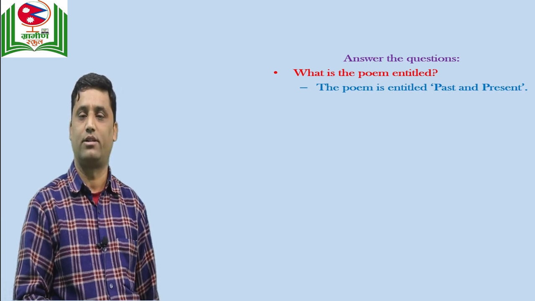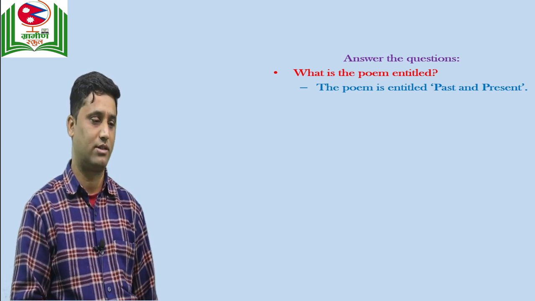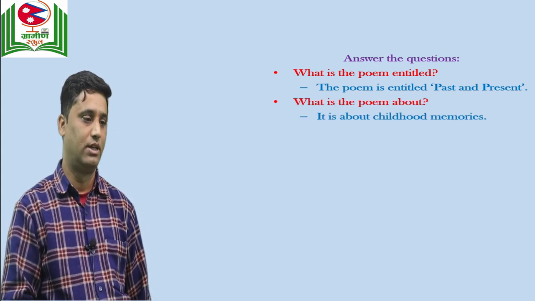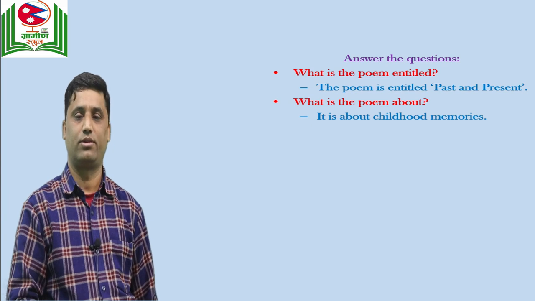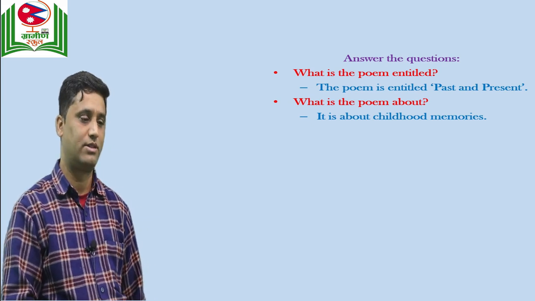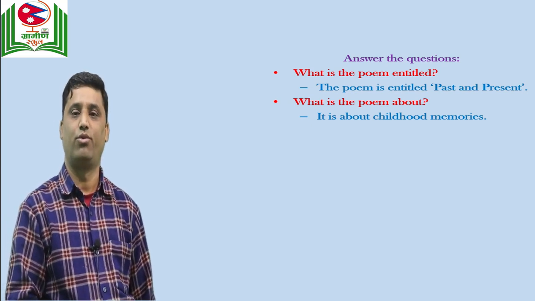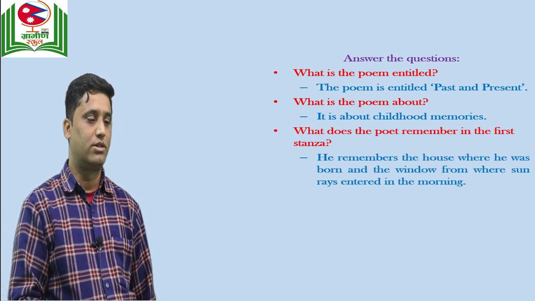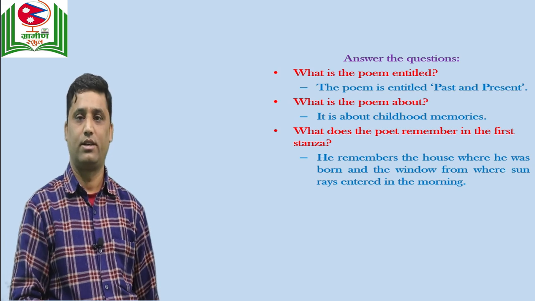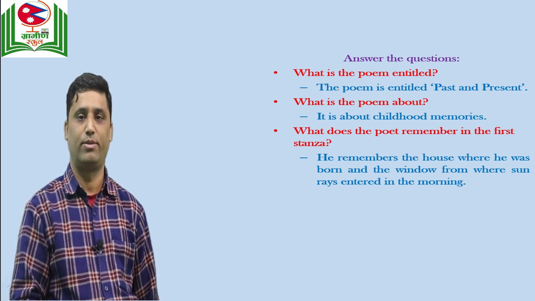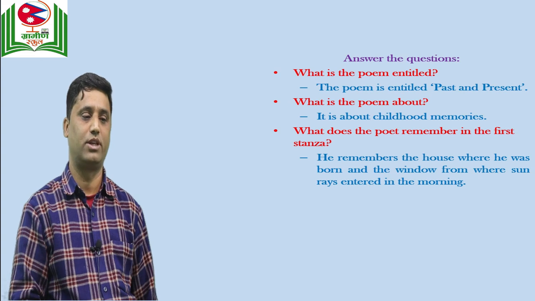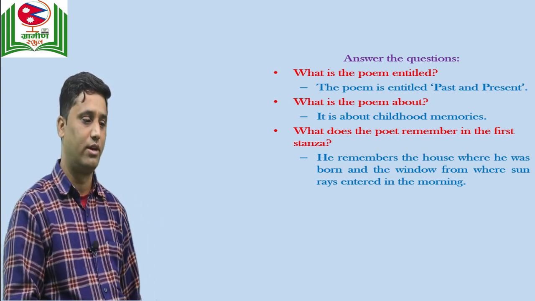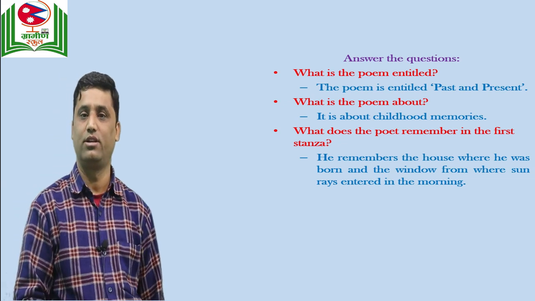What is the poem entitled? This is the question that is generally asked. The poem is entitled Past and Present. Okay, and what is the poem about? The poem is about childhood memories of the poet. Poet's childhood memories also you can say. What does the poet remember in the first stanza? What does he remember? I just told you two things he remembers. He remembers the house where he was born and the window from where the sun rays entered in the morning.